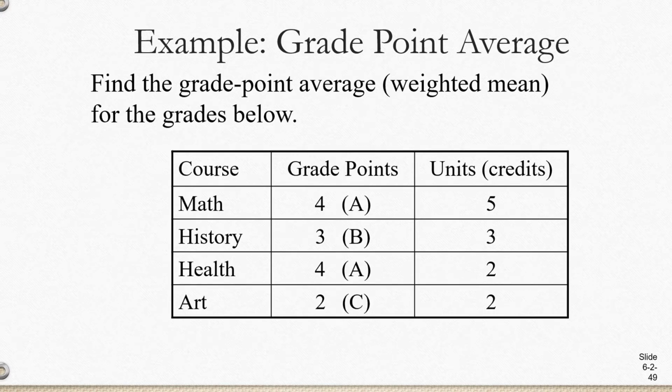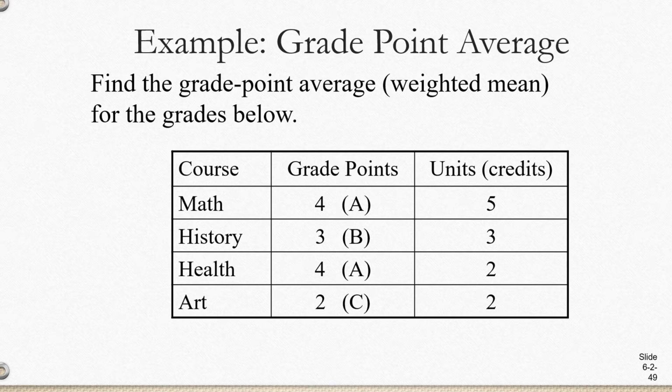Let's take a look. This student earned an A in math, which was a 5-credit class, a B in history, which was a 3-credit class, an A in health, which was a 2-credit class, and a C in art, which is a 2-credit class. Which do you think would have a bigger impact on their grade point average, the math class or the art class?